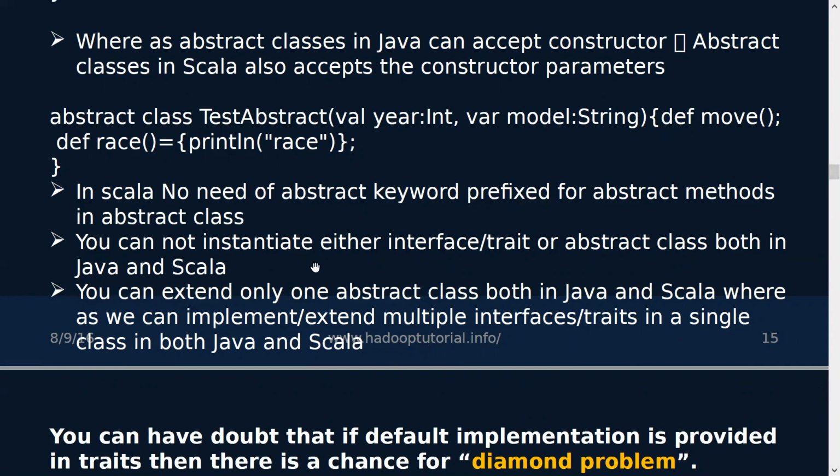And you can instantiate neither an interface, nor a trait, nor an abstract class. You can't create an object with any of those three. There should be some class which extends a trait or which extends an abstract class and provides implementation for all the unimplemented methods. Then only you can create an object on that.